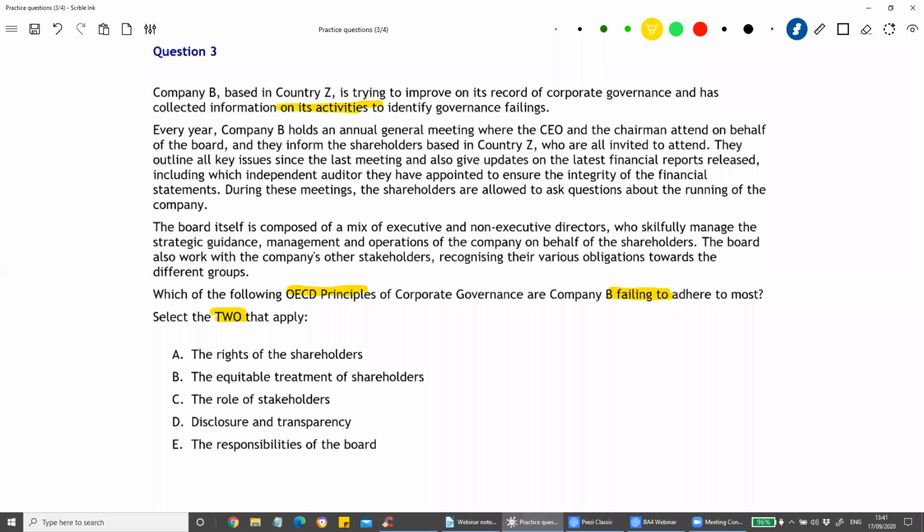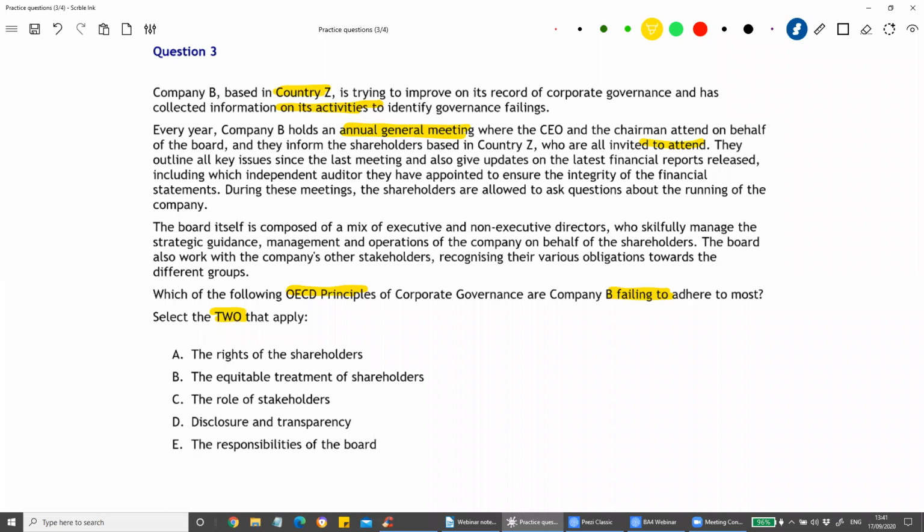Every year, Company B holds an annual general meeting. Well, that's a good thing as well, isn't it? Because it gives shareholders a chance to voice their concerns, where the CEO and the chairman attend on behalf of the board and then from the shareholders based in country Z, which is where Company B is based, who are all invited to attend, okay?